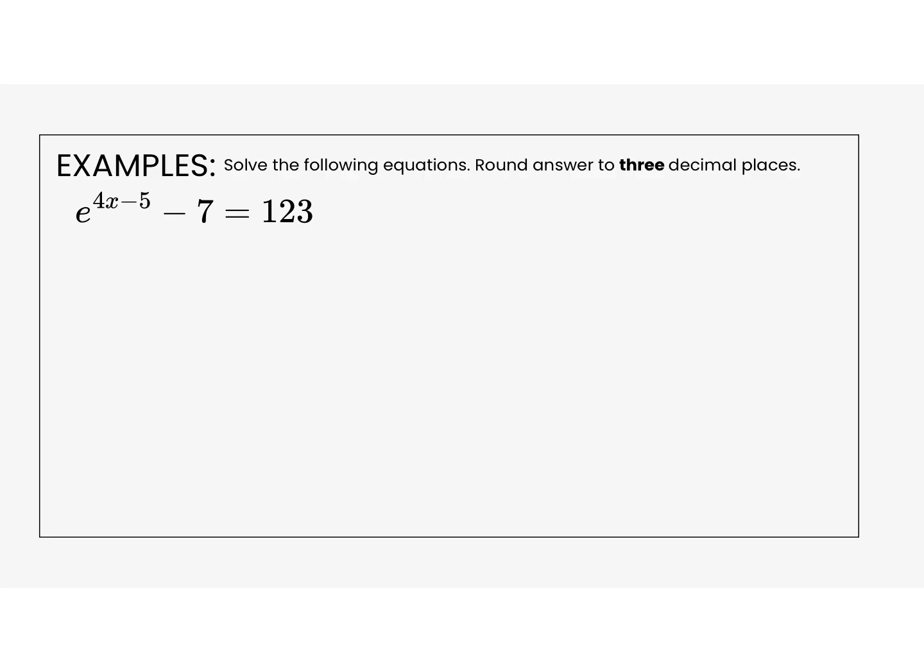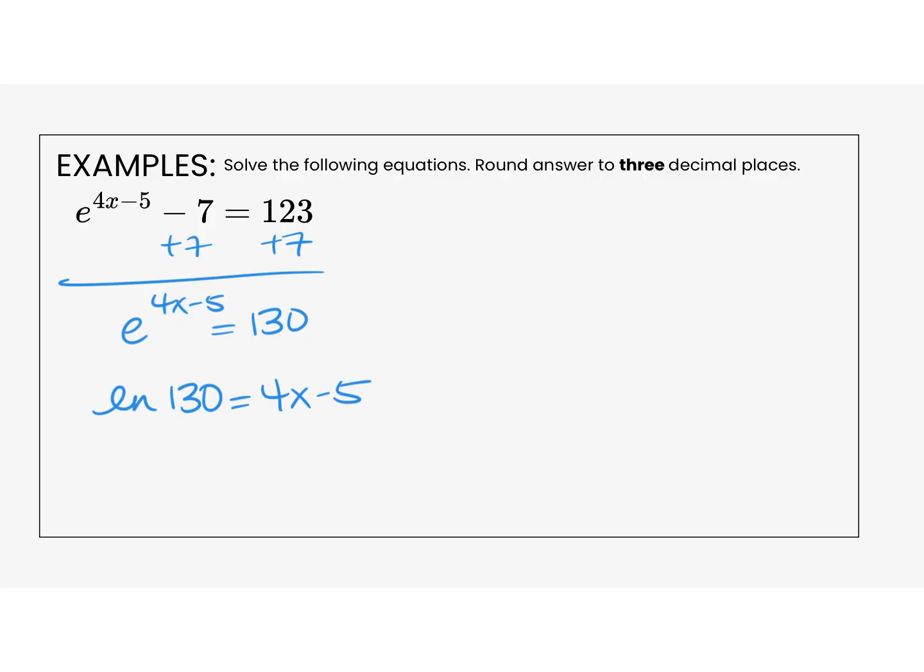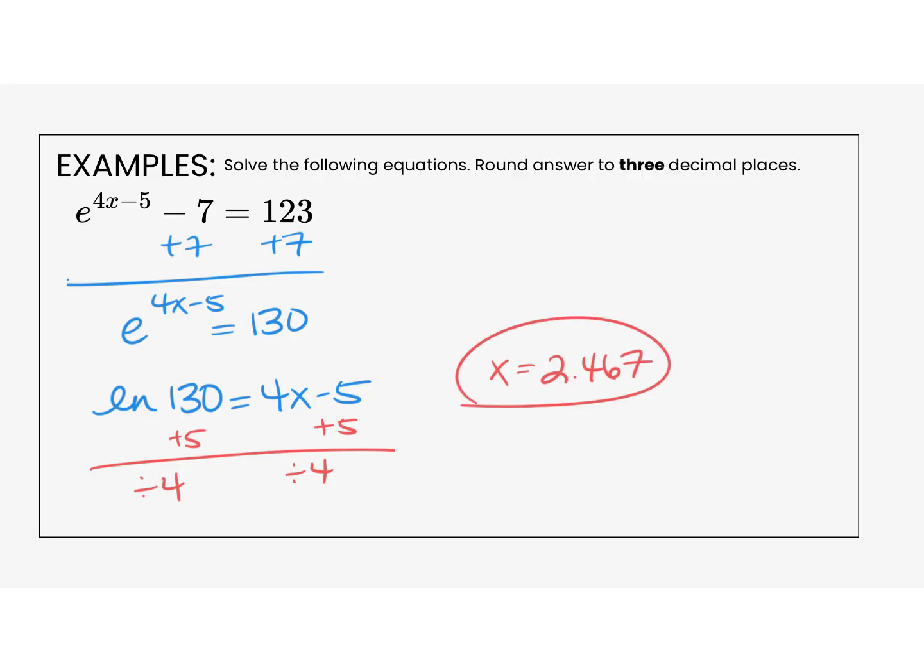Last one, same thing, we just have to do a little bit more work here. So I'm going to add 7 to both sides. So I get e to the power of 4x minus 5 equals 130. Rewrite it in logarithmic form. So the natural log of 130 equals 4x minus 5. Okay, so again, if I was doing this on my calculator, I would take the natural log of 130, then I'm going to add 5, right? And then I'm going to divide by 4 to get x by itself, and I should get 2.467. Again, rounding to 3 decimal places as you work.